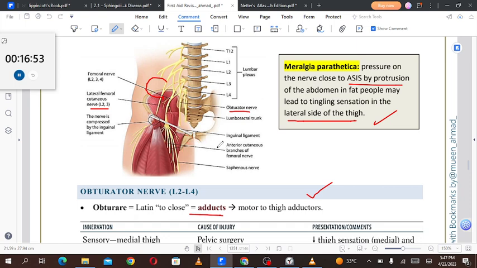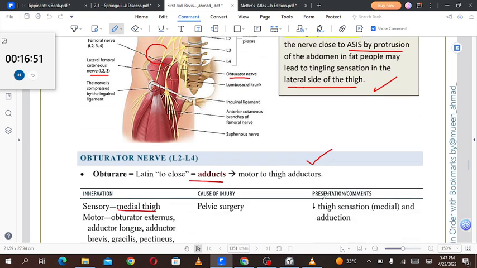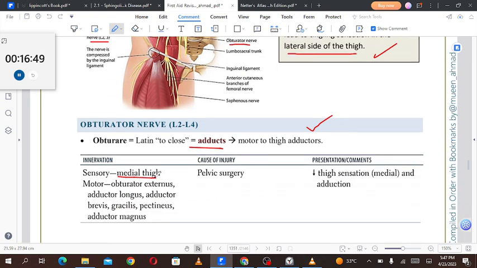Secondly, the obturator nerve will adduct the thigh. So all the adductors are supplied by the obturator nerve one way or the other. It is motor to the obturator externus, adductor longus, adductor brevis, gracilis, pectineus, and adductor magnus. Okay, it is not supplying sartorius. So again, it is motor to obturator externus, adductor longus, adductor brevis, gracilis, pectineus, and adductor magnus.